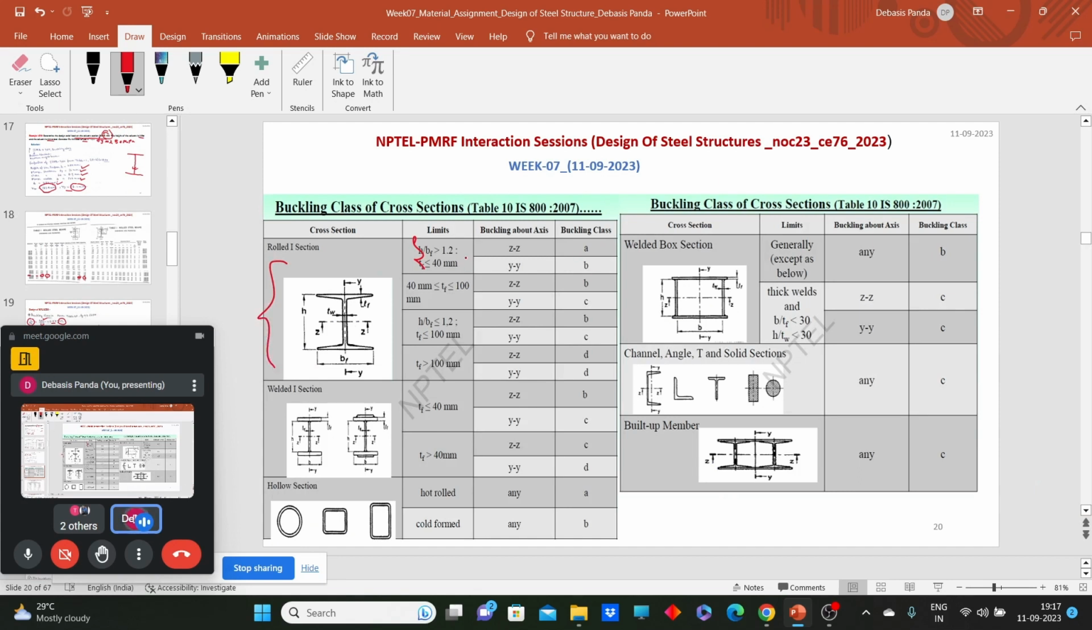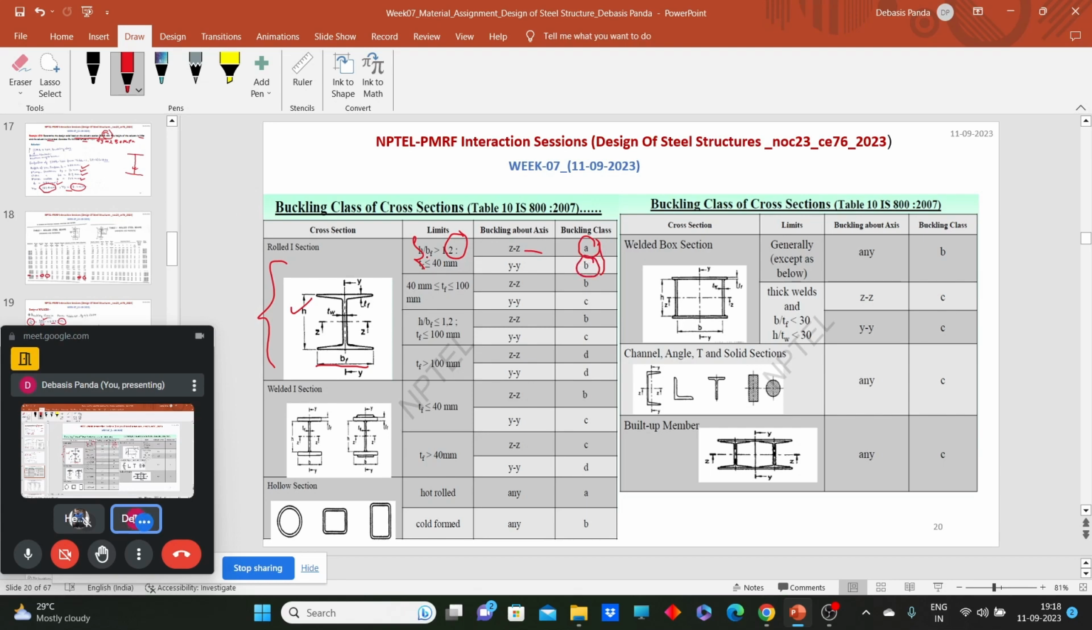First, we need to check the first criterion. What does that criterion say? If H by BF, that means overall depth by width of the flange, is greater than 1.2 and the thickness of the flange is less than 40 mm, then this I section comes under buckling class A and B. That means about the ZZ axis, or XX axis, it will buckle under class A, and about the YY axis it will come under buckling class B.